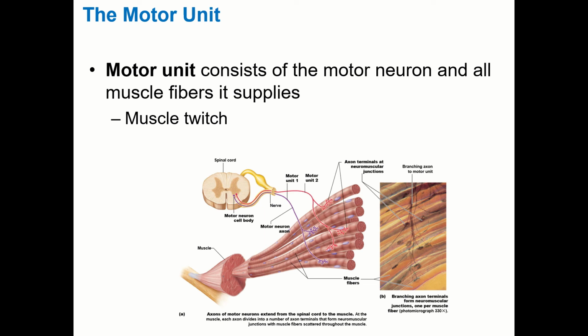Because I don't need really fine control in my calf, I need to be able to push off really hard, right? And because I need big, powerful contractions, we want to activate lots of muscle cells. So in a muscle that produces really big, powerful movements, you have big motor units in general. And in muscles that do fine motor control, you tend to have lots of smaller motor units and fewer muscle cells, obviously.